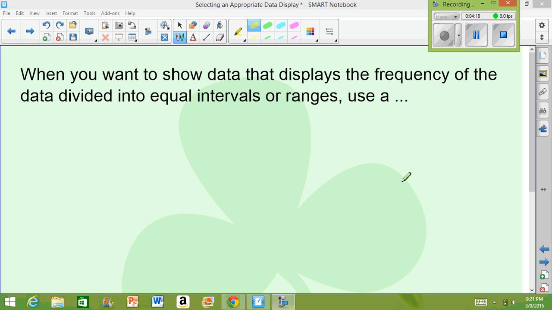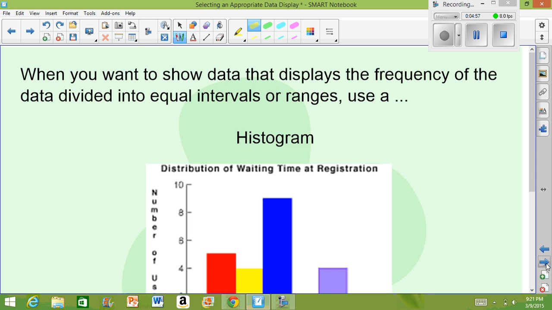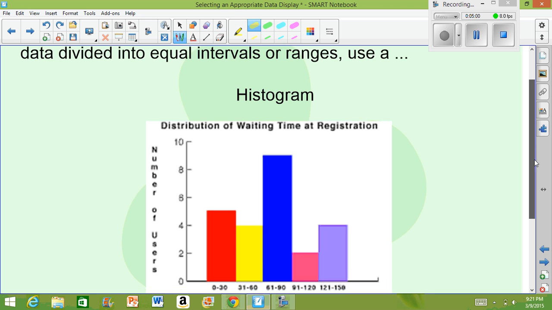For this one, when we want to show data that displays the frequency of data that's divided into equal intervals or ranges, that gives us some clues right there. Frequency talks about how often that data occurs. And when we talk about divided into intervals or ranges, that means we're not looking at just one number, we're looking at a group of numbers together. So when we are looking for frequency or data divided into equal intervals or ranges, we are going to be looking at a histogram.